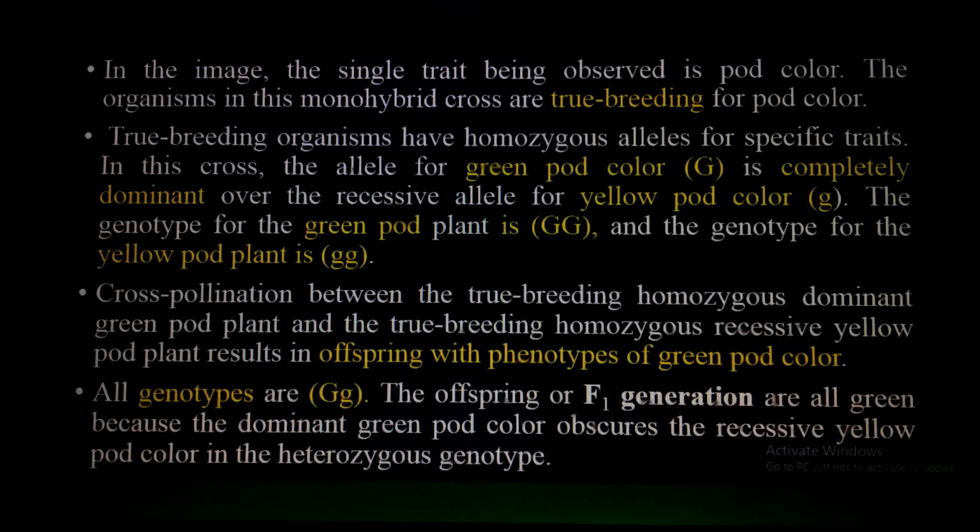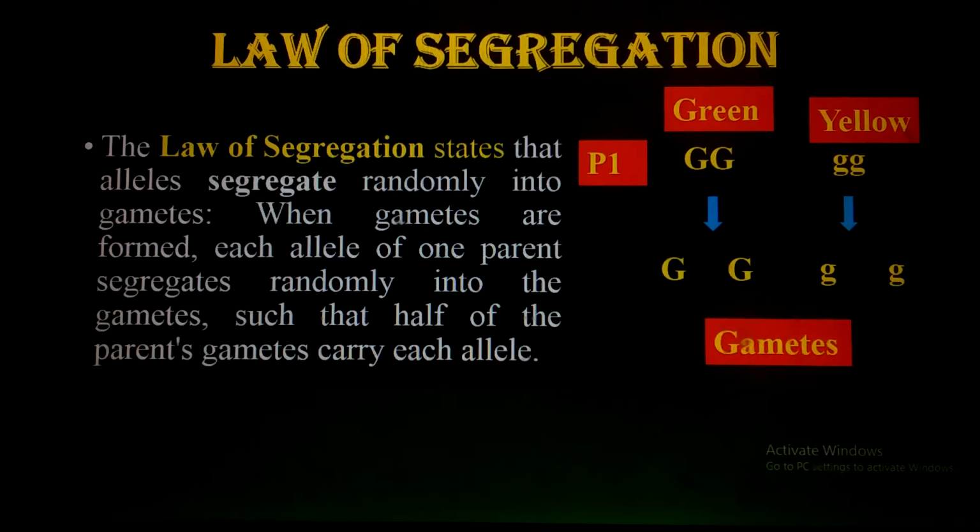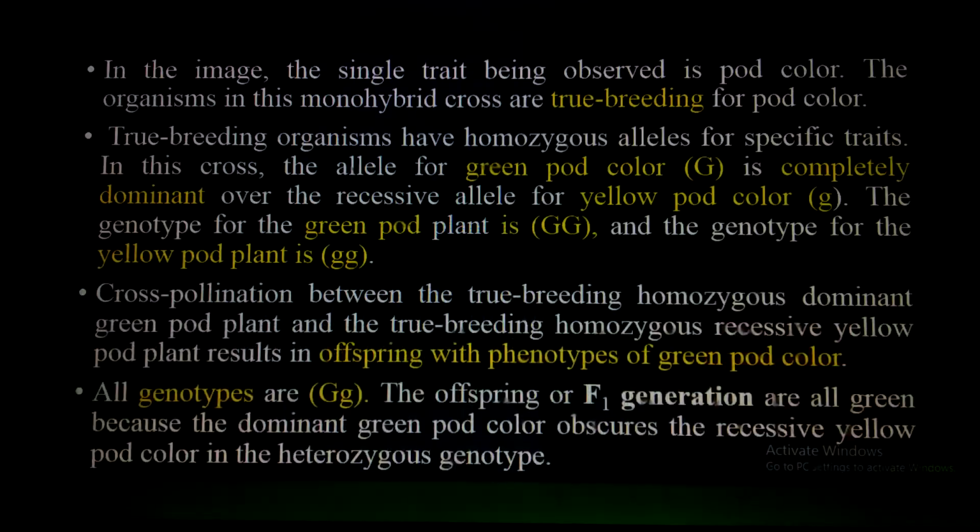The genotype for the green pod color, as you can see here, is capital G, capital G, and for the yellow color, this is small g. This is the cross-pollination between the true breeding homozygous dominant green pod plant and the true breeding homozygous recessive. As you can see here, the true breeding green is crossed with the true breeding yellow. Is it clear now? So, what will happen? The offspring will have the phenotype of green pod color.